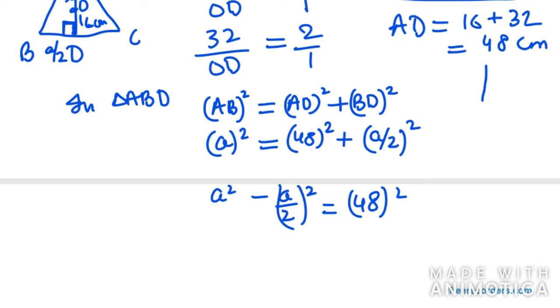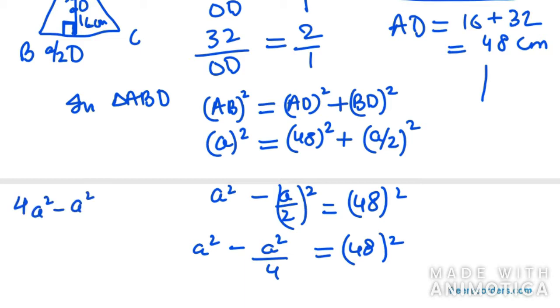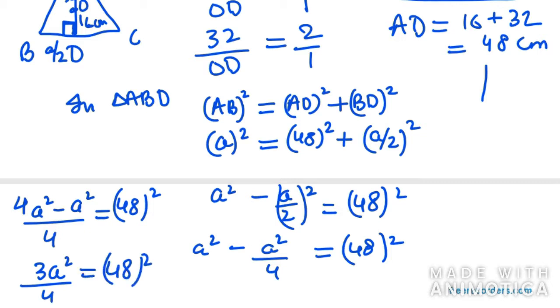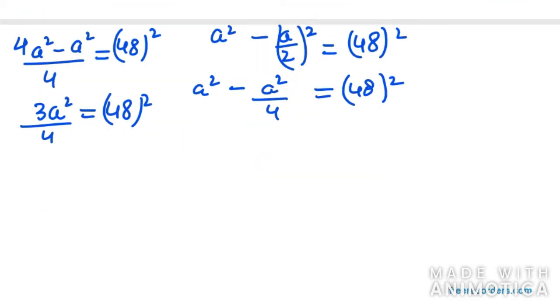Now we need to take the LCM of it. So it will be A square minus A square over 4 equal to 48 whole square. So it will be 4A square minus A square over 4 equal to 48 square. And this will be 3A square over 4 equal to 48 square. Now when you solve this part, you will get your answer as 32 under root 3. That means your A is 32 under root 3.